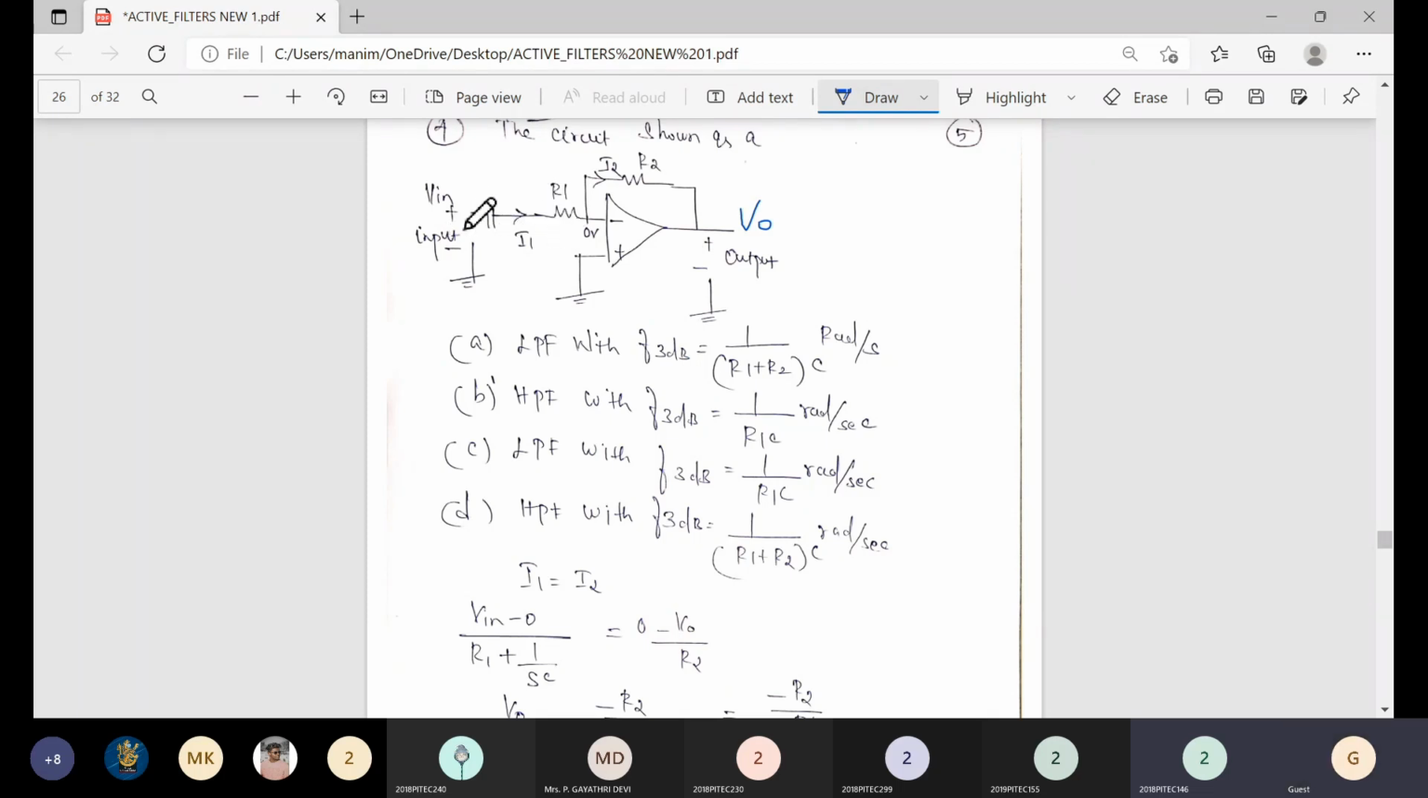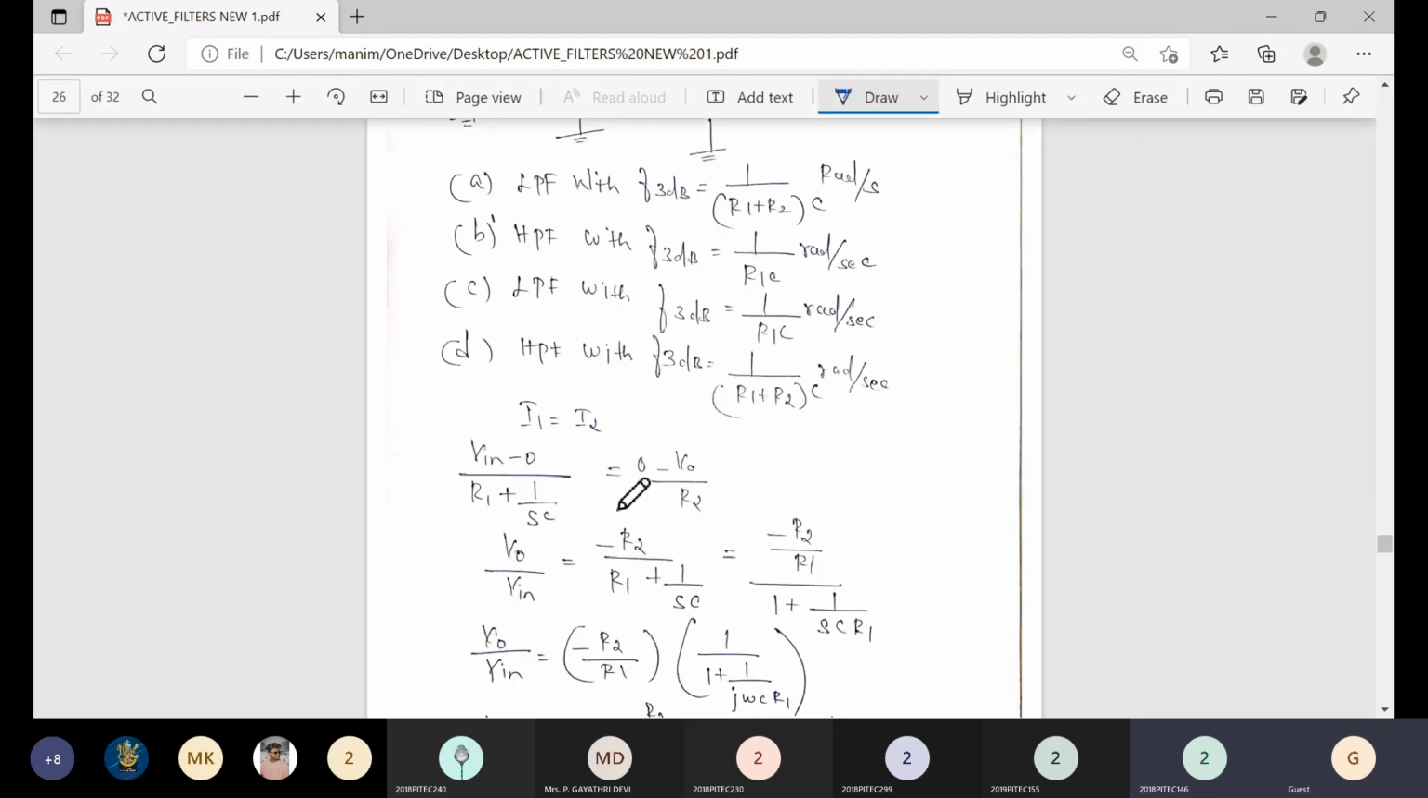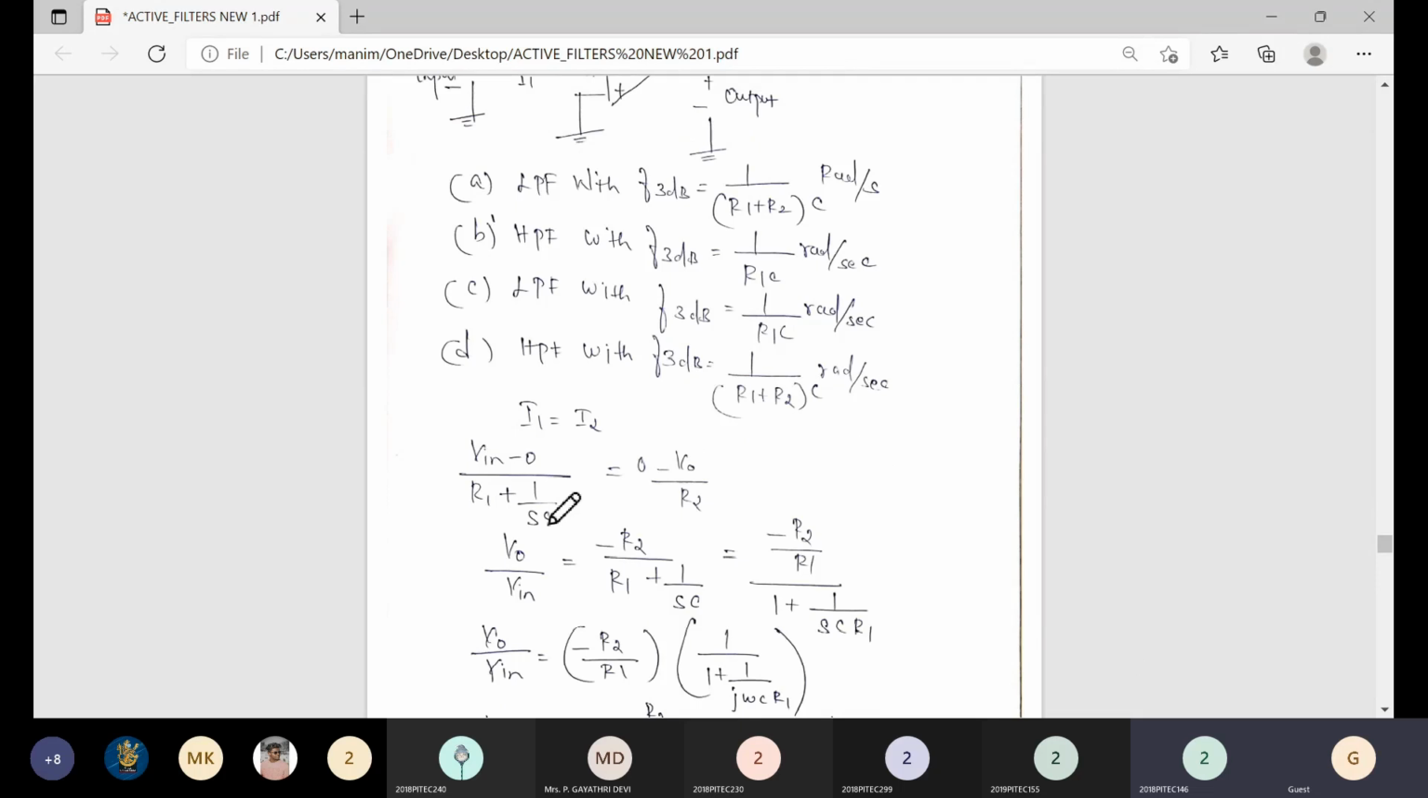So I is V by R. So I1 is V in minus 0 divided by the resistance R1 plus 1 by SC, that is S into C. This is equal to I2. What is I2? I2 is 0 minus the output voltage divided by the resistance R2. From that we derive the voltage gain, that is V0 divided by V in.